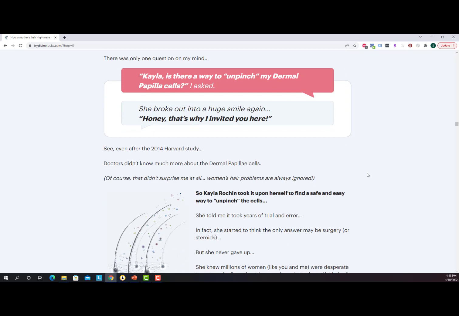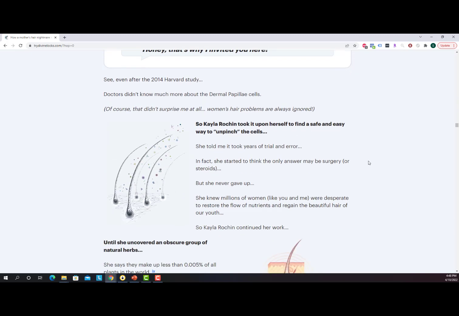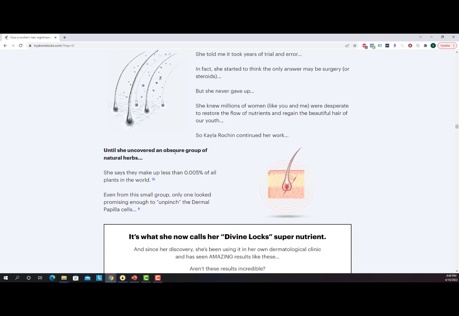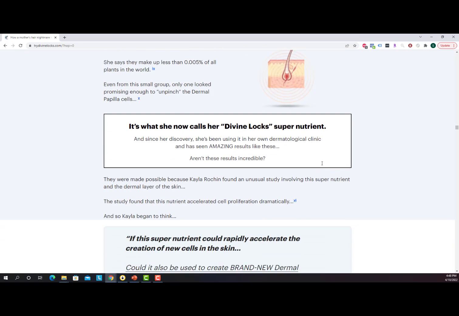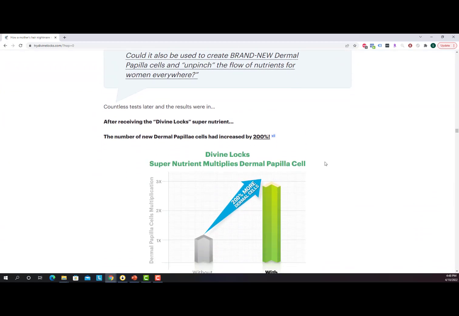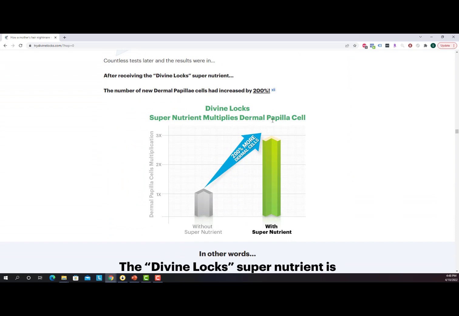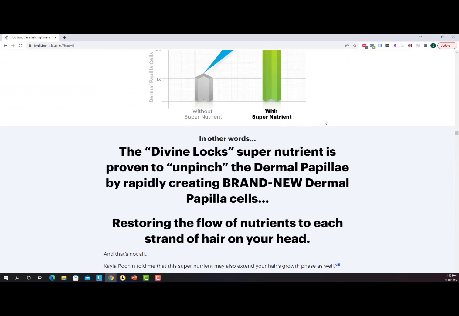Okay, there's a 2014 Harvard study. Doctors didn't know much about the cells. So she took it upon herself to find a safe and easy way to unpinch the cells. Again, now is the expert's quest to find a solution. She uncovered an obscure group of natural herbs. Okay, it's what she calls her Divine Lock super nutrient. So she finds these nutrients that unlock and multiply the dermal papilla cells with the super nutrient.